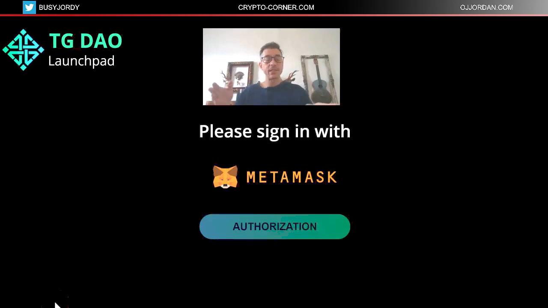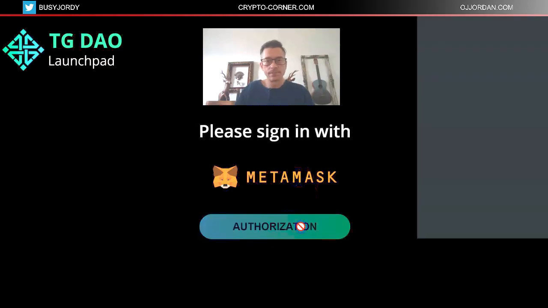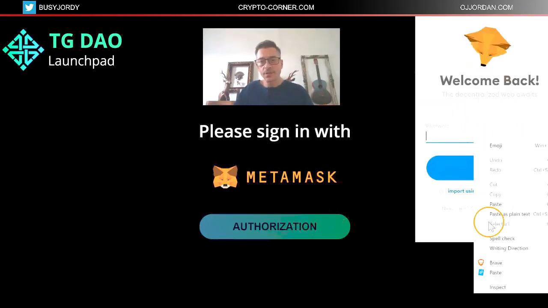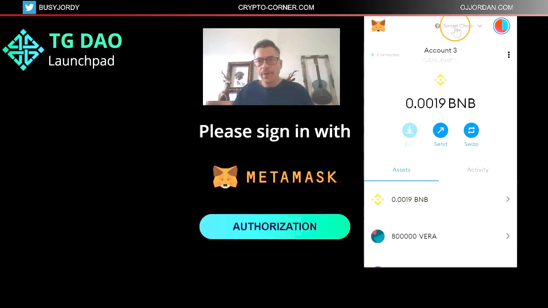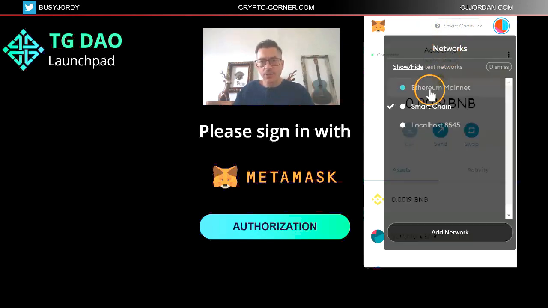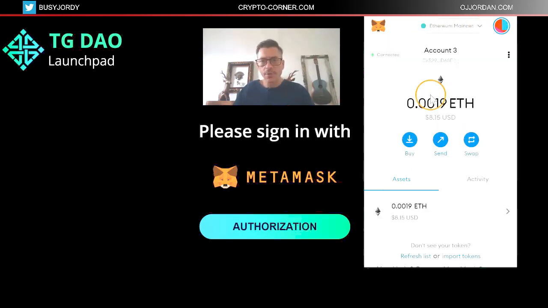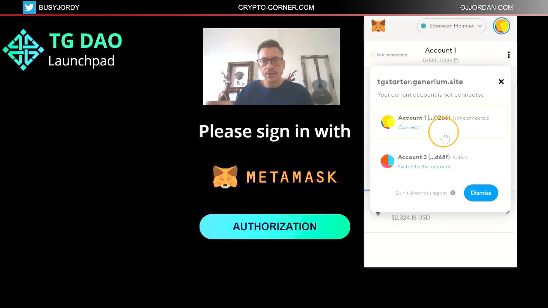Alright, and the first thing that I'm prompted, of course, is to connect my MetaMask wallet, so I'm gonna start with that. And here I just need to paste my password, and let's see which of the wallets I'm going to connect. I do have a few. I'm on Binance Smart Chain. Actually, what I'm going to do is go to Ethereum, and I'm going to connect to this account because I have Ether here.